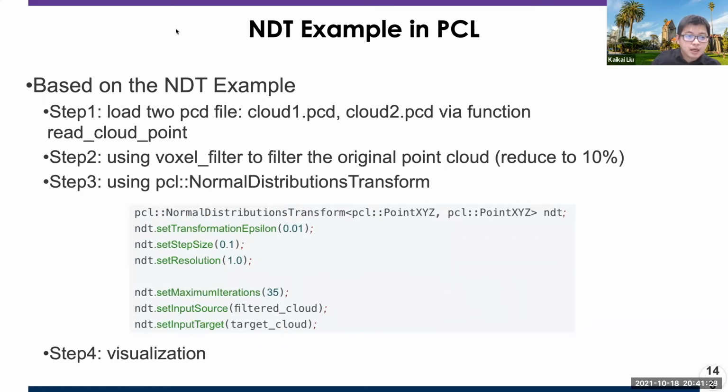So for example, we can use a PCD file, like a point cloud file, right? We can also apply the voxel filter to some original point cloud. We can use the PCL normal distribution transform, and in step 4 we can do the visualization.